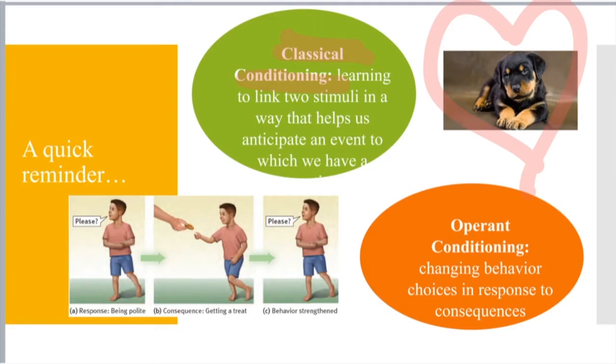On the flip side, operant conditioning is a change in behavior, choices in response to consequences. So we are going to do X, Y, or Z because it gets us what we want, and so then we're going to keep doing it so we can keep getting what we want. In this example, the little boy says please, he gets a cookie, and so then he'll continue saying please because he got that reward the last time that he did it.